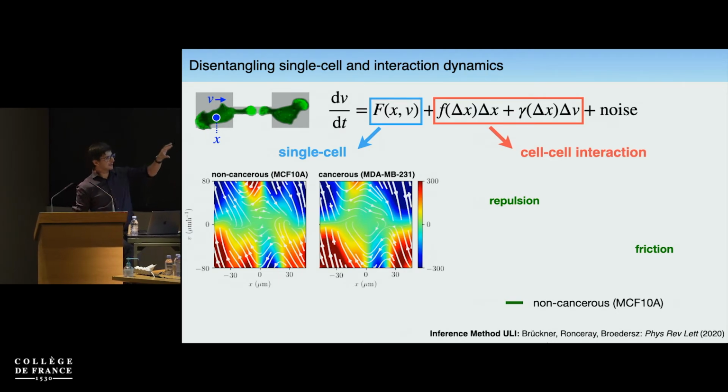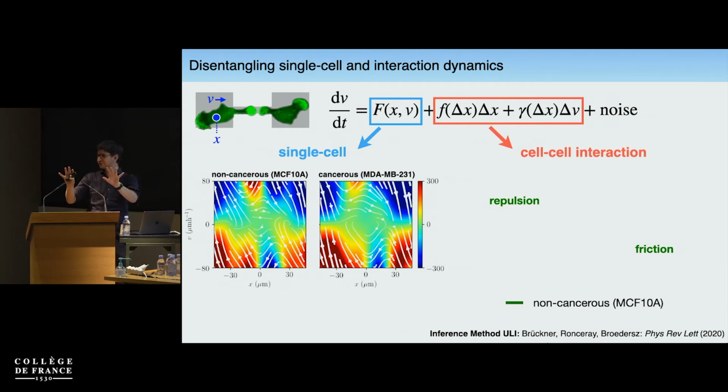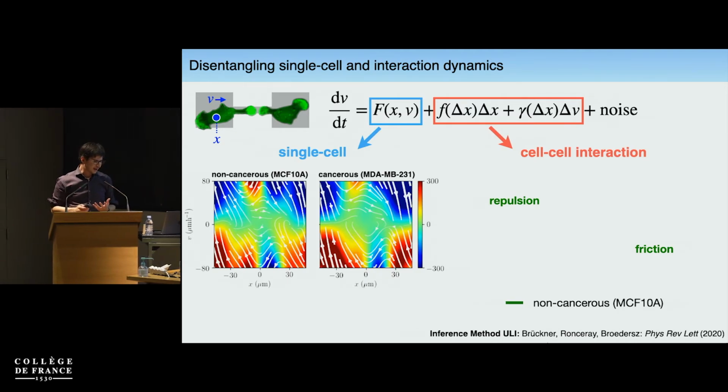Now, if you do the same kind of inference for the cancer cell type, we saw something very different. The structure of these two interaction terms is different. There's now an attractive cohesive-like interaction combined with a negative friction. So the sign of the friction-like term changes. Okay? And this came as a bit of a surprise.